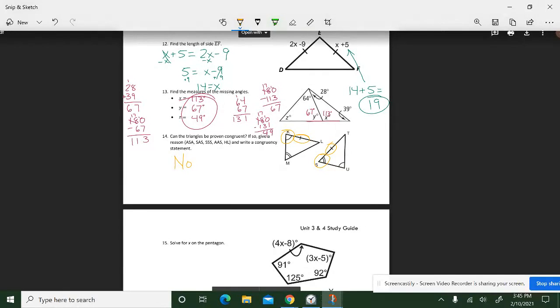The other way you can think of this is if you tried to move these around and do rotations and reflections, try to line them up with each other, there'd be no way to line them up. Any way you did it, one of the angles or sides would be out of place.